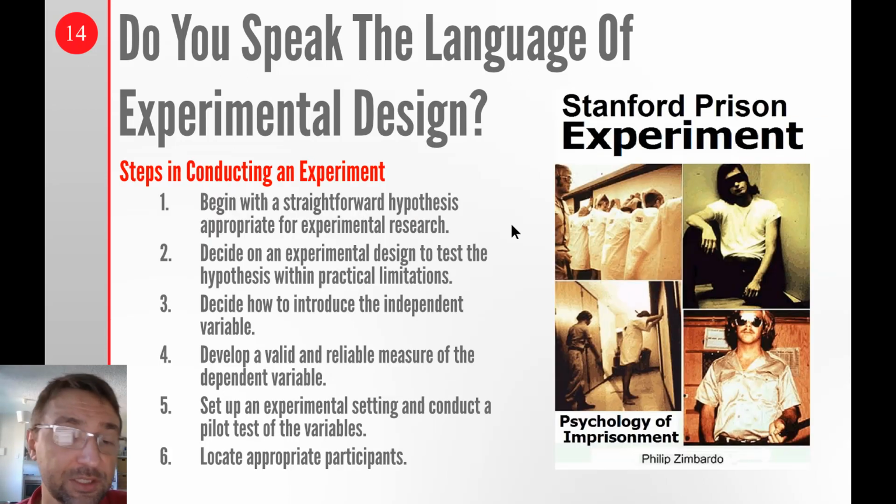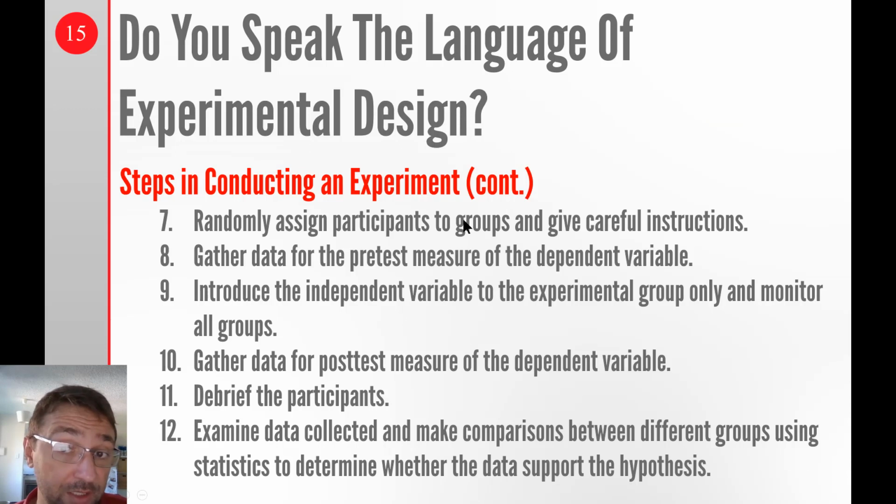I think this slide is straight from the textbook. I don't think it's that relevant, but anyway, it just goes through the steps that you go through. So you choose a hypothesis, you design the study, you decide how to introduce the independent variable, you make sure the dependent variable is measured validly and reliably, you set up the setting and conduct a pilot test, you locate appropriate participants, you randomly assign them to groups, you gather the data, you introduce the independent variable, and you gather data for a post-test, debrief the participants, and then examine the data collected to make comparisons between the different groups. I guess it's a good recipe.